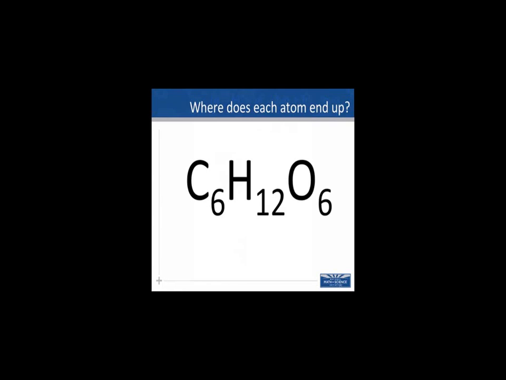So through that process, we've pretty much dismantled the entire glucose molecule now. We need to think about, where did each atom in the glucose molecule end up when it was taken apart? Where did the carbons go? What did they produce? I hope you're thinking carbon dioxide.